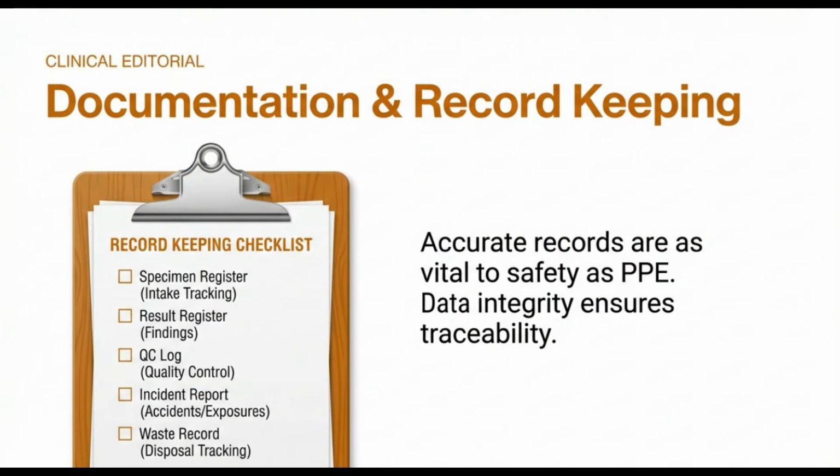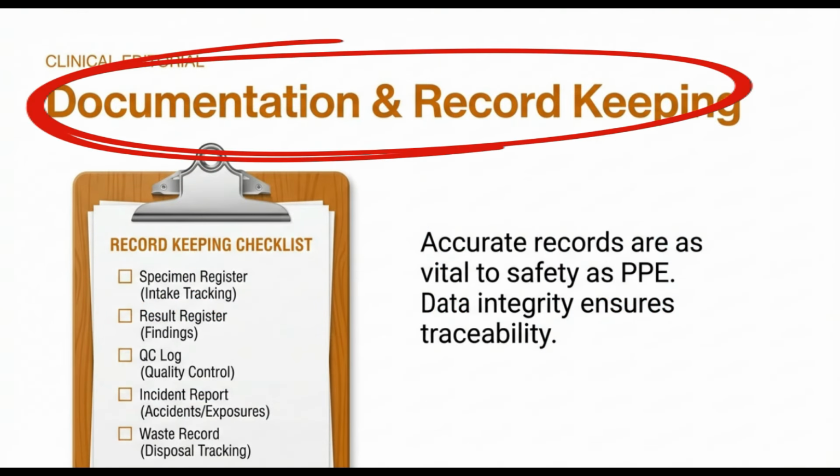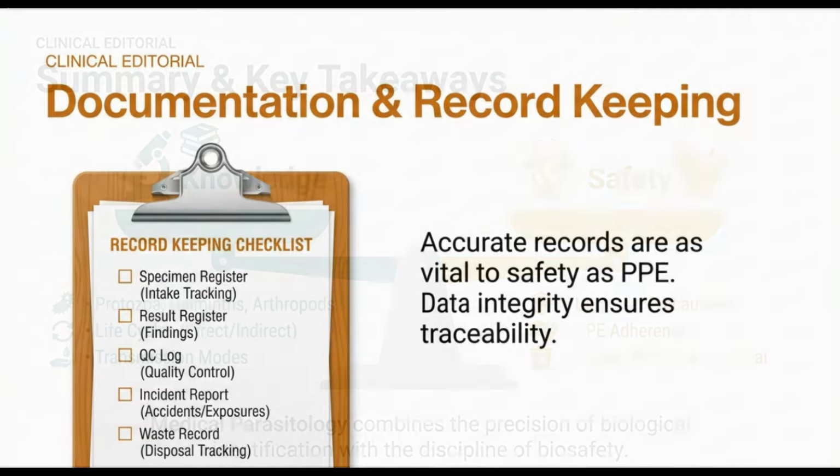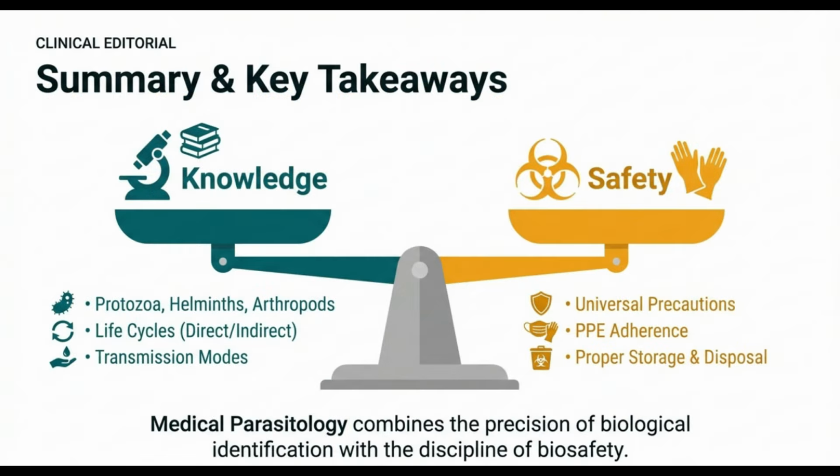Finally, let's talk about documentation. I know it might not seem as immediate as PPE, but accurate records are just as vital. Keeping meticulous logs of specimens, results, quality control, any incidents, it all ensures complete traceability. If something does go wrong, these records aren't just a history. They're the key to understanding how, when, and where the process failed, which is how we prevent it from ever happening again.